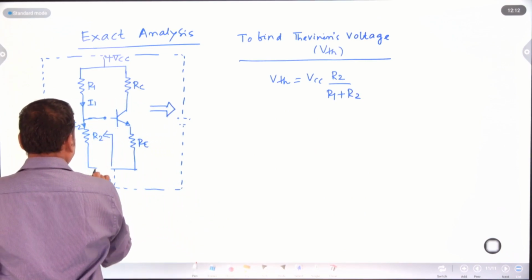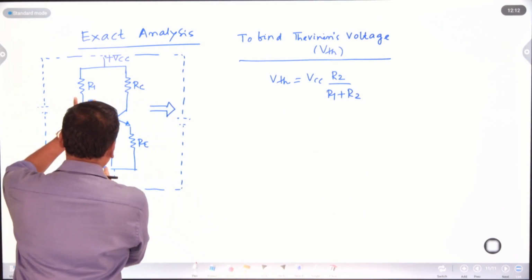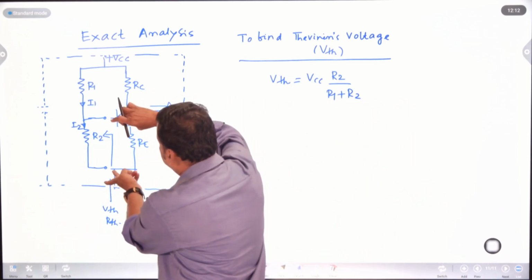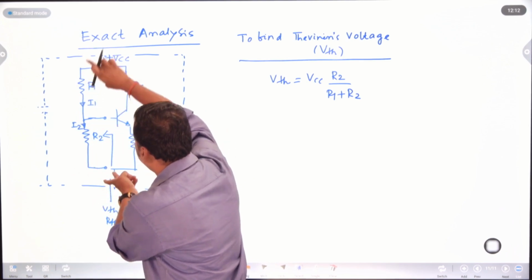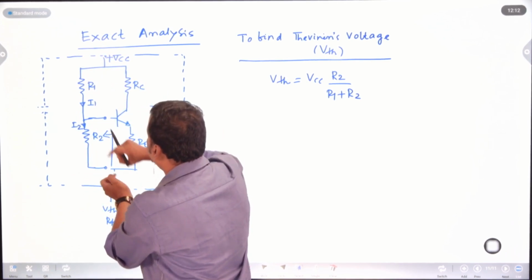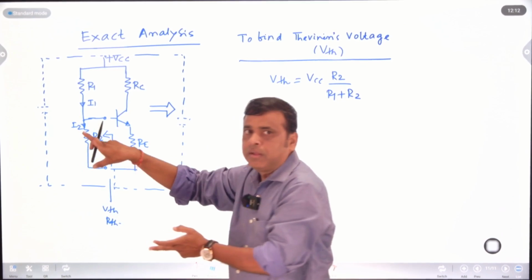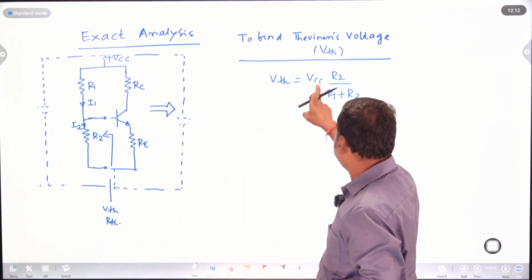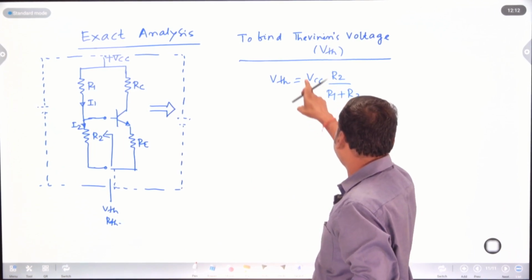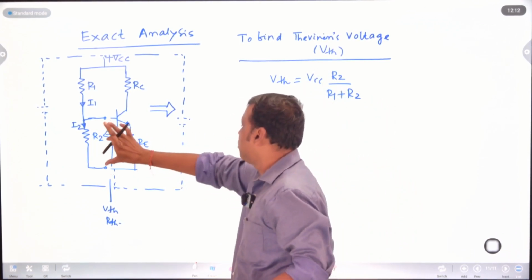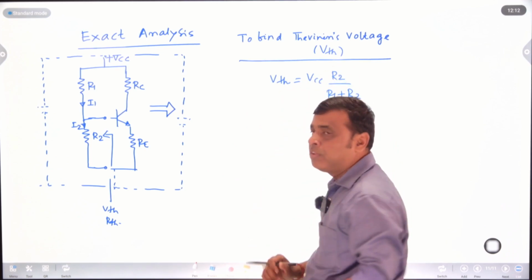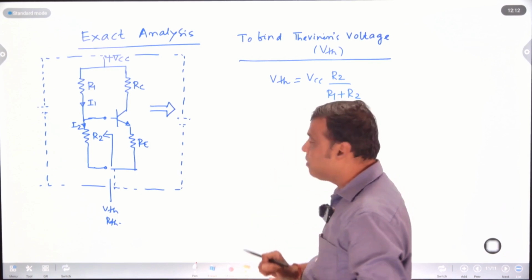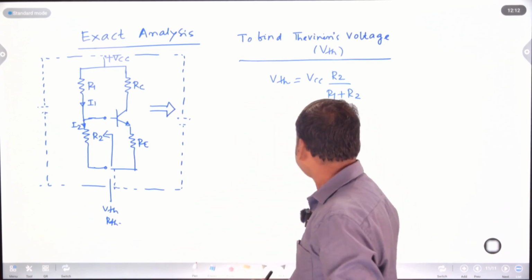So I am going to calculate here your VTH and RTH. VTH equals this voltage. That means this is nothing but a closed loop, so this is your I into R2. What is the value of I? The I value is nothing but VCC by R1 plus R2, as I already told you. So I into R2 is nothing but VTH. The open circuit voltage VTH equals VCC into R2 by R1 plus R2.